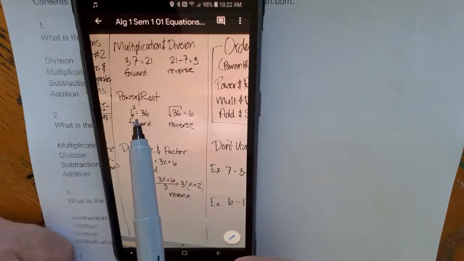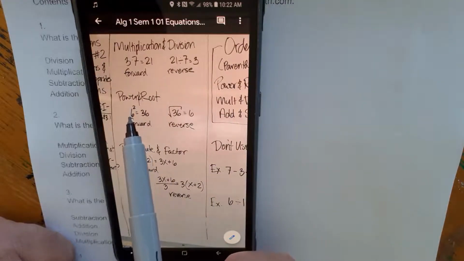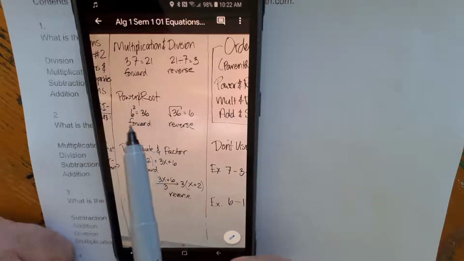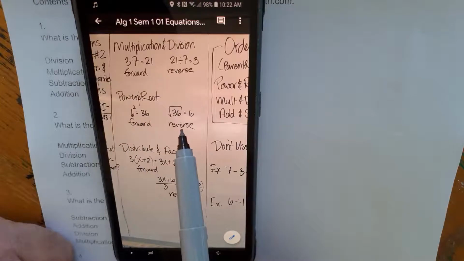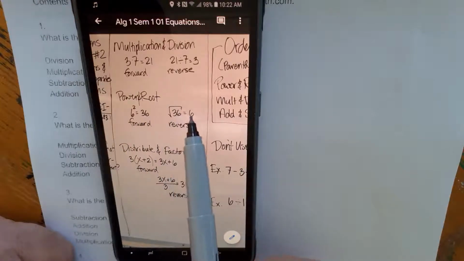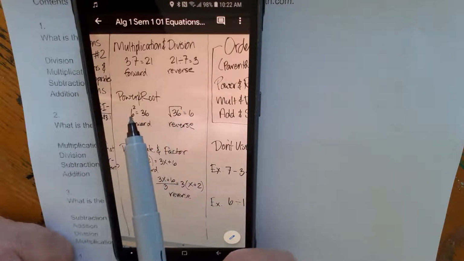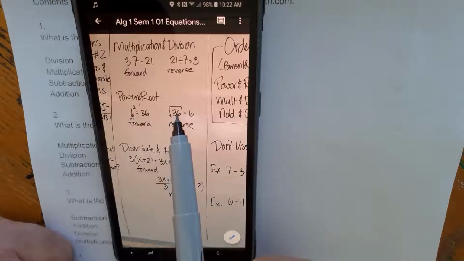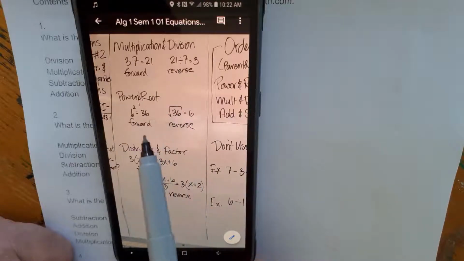In high school, we've taught you power. You know, something raised to the power 2, 6 squared is 6 times 6, or 36. We have a reverse of a power. It's called a root. So we can take the root of 36 and go right back to 6. The power says take these two numbers and multiply them together. And the root says what two numbers multiplied together equal the number under the square root. Okay, so forward and a reverse.